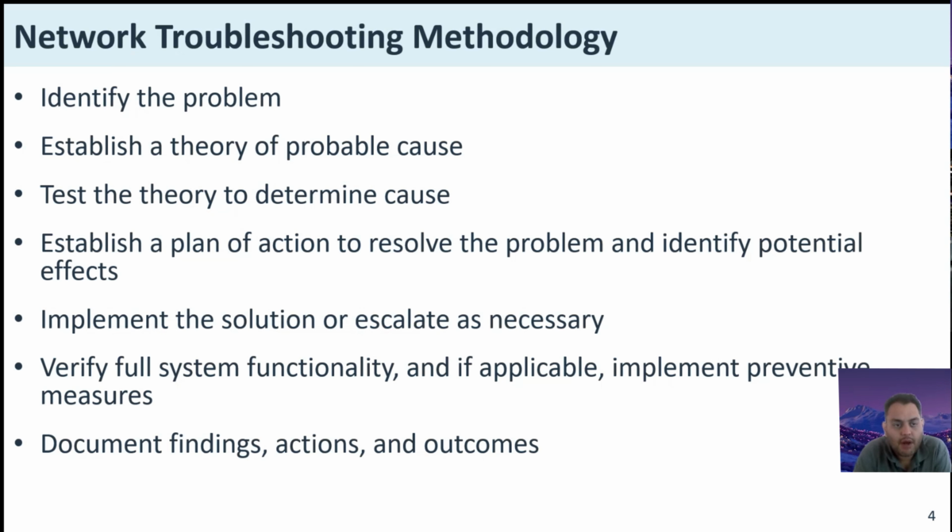First, we want to identify the problem, establish a theory of probable cause, test the theory to determine the cause, establish a plan of action to resolve the problem, and identify the effects. We also want to implement the solution or escalate as necessary. Verify full system functionality, and if applicable, implement preventative measures. Document findings, actions, and outcomes.